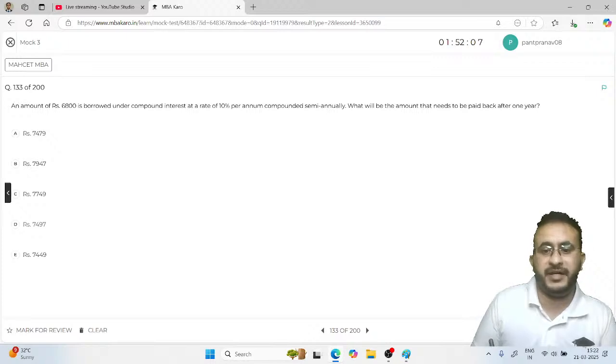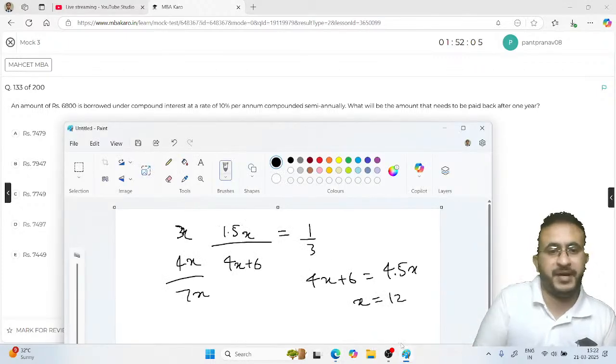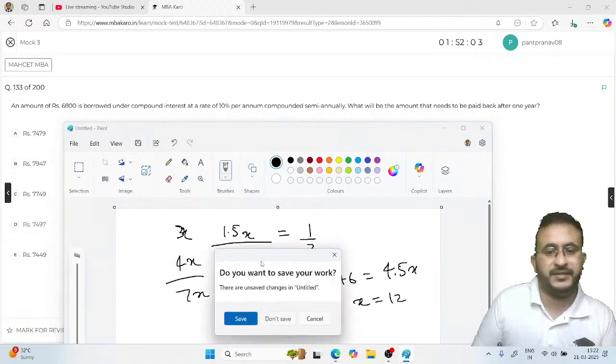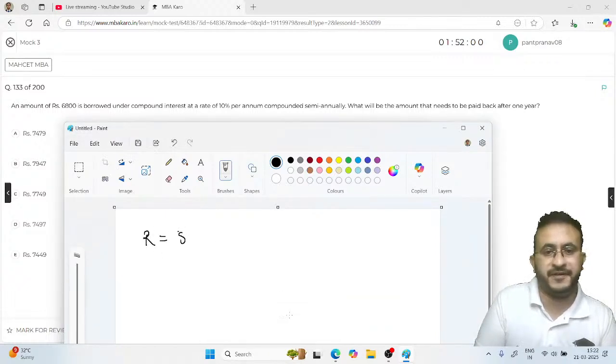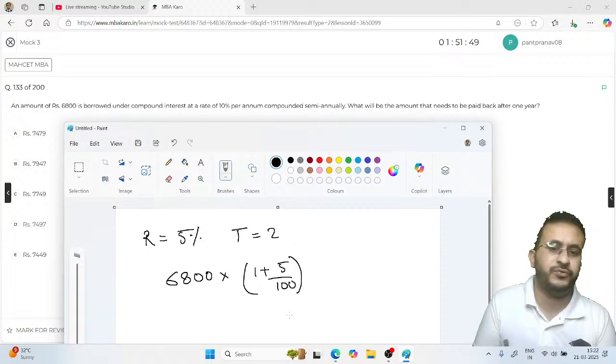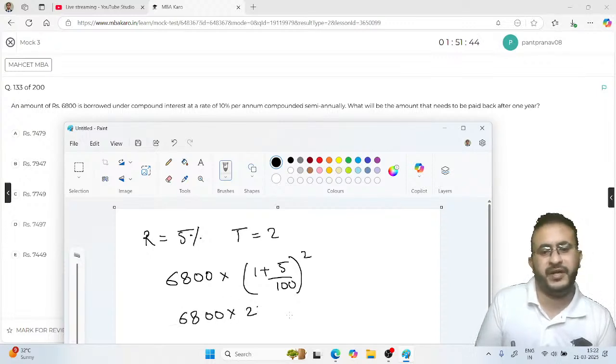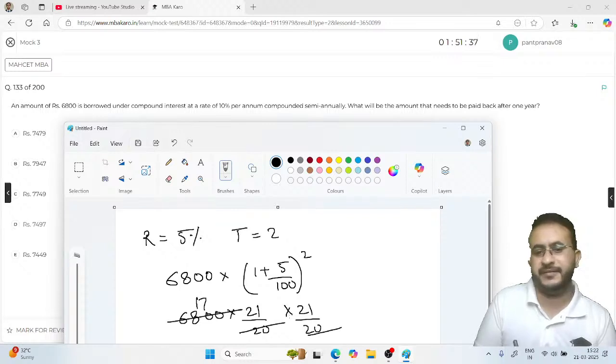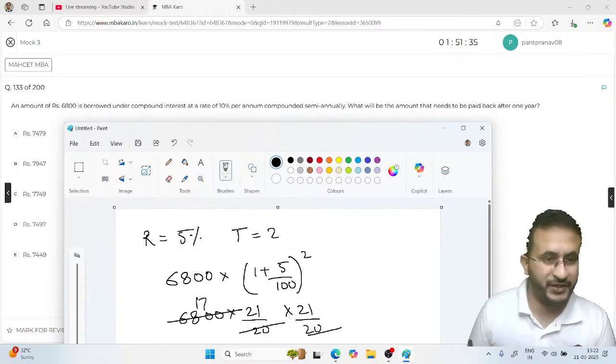Semi-annually, paid back after 1 year, right? So paid back after 1 year means that R will be treated as 5% and time will be taken as 2, right? So 6800 amount we need to find. So 1 plus 5 by 100 raised to the power 2. So we can say 21 by 20. So 6800 into 21 by 20 into 21 by 20. So 20 into 20 is 400. So that will be 17. Okay. 17 into 21 into 21.